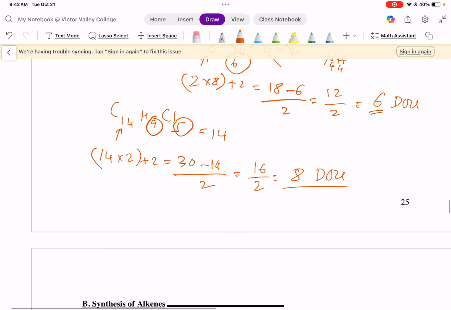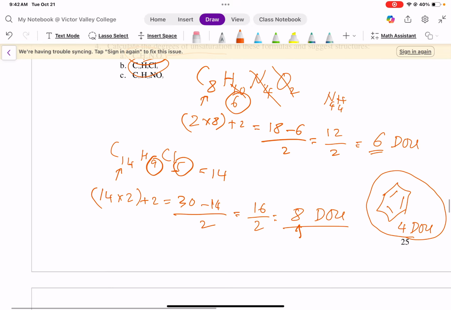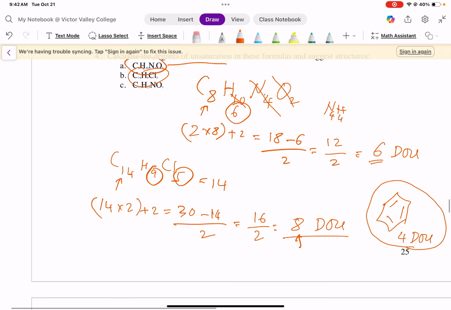Every time you have 4 or more, think about benzene, because benzene has 4 DOU. So if you have a benzene, that will take care of the 4 DOU. If you have 8 DOU, maybe 2 benzene rings will take care of it. So a lot of degrees of saturation doesn't mean difficult to figure out a structure. It's just an aromatic compound. Okay.